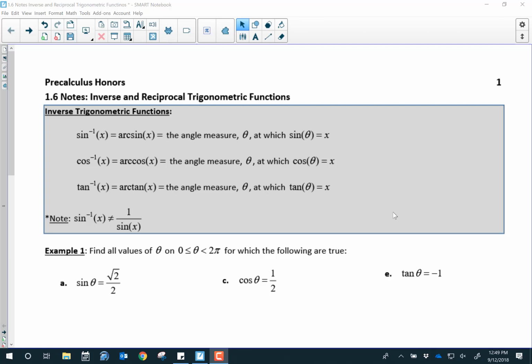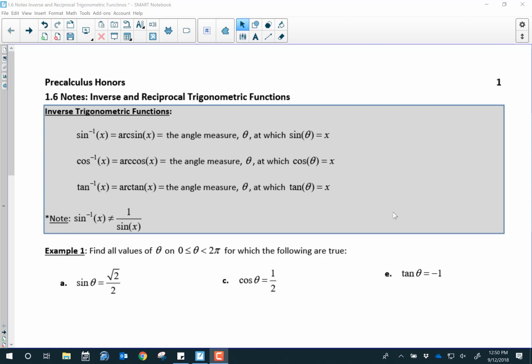Now there's new notation. Have you ever seen this notation before, this arc notation? No? Okay, that actually means the same exact thing. It's a different notation for inverse sine, all right? It's actually what we use a lot in pre-calculus and calculus, more so than the -1, to denote inverse. So what that means is it's the angle measure. So when you take the inverse sine, cosine, or tangent of something, you get an angle measure at which the sine of that angle equals that x value, okay?